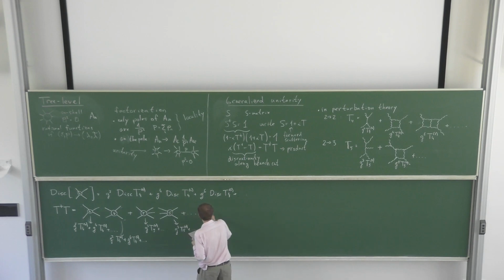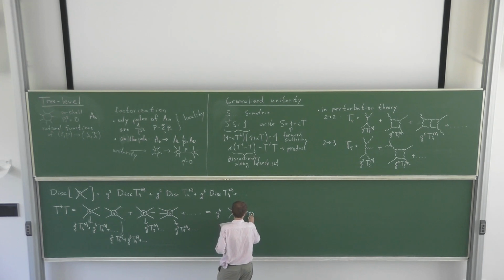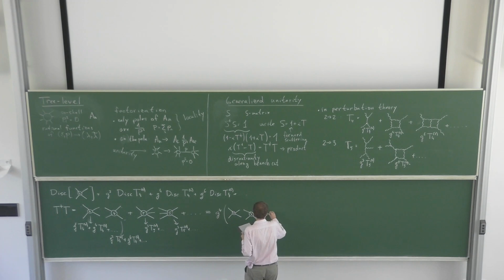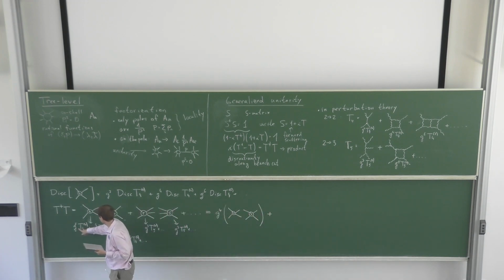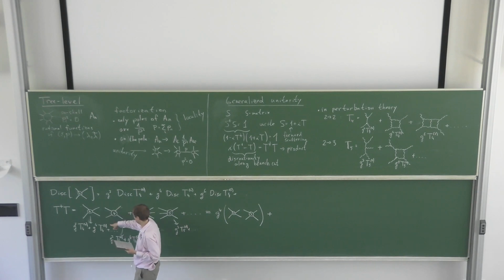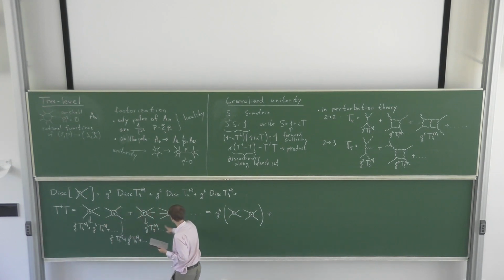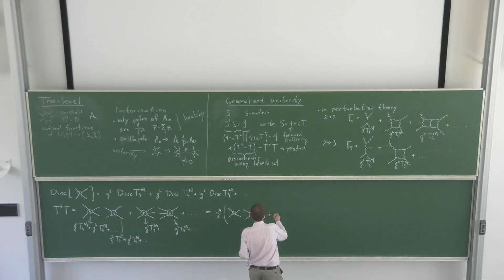So then if I put everything together, the leading term is g to the 4, taking the leading terms for both 4-point amplitudes. So this will just look like this, 4 here and 4 here. Then the next term is g to the 6. This is 1 g squared from here, 1 g to the 4 from here, and then from both sides, g cubed here and g cubed here.